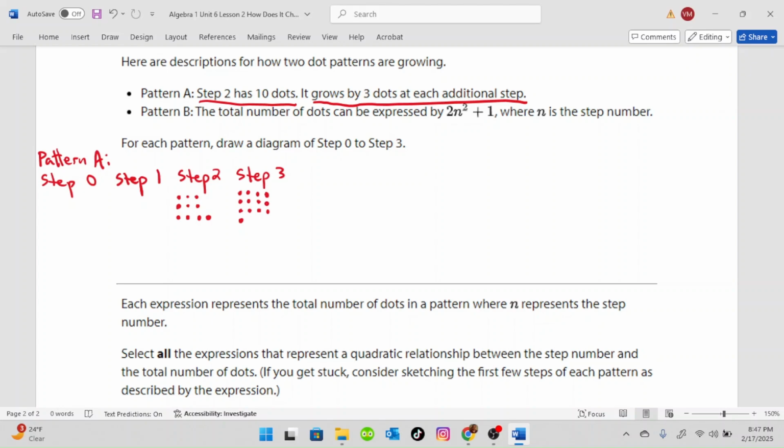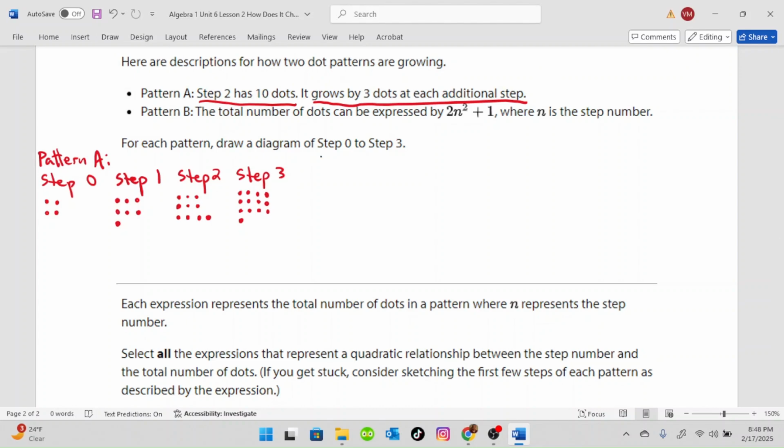Now, if we're adding 3 dots moving to the right each step, then we would subtract 3 dots going to the step to the left. So if step 2 had 10 dots, then step 1 is going to have 7 dots. And again, if we're moving to the left to a previous step, it should have 3 fewer dots, so now we're down to 4 dots. So that gives us pattern A.